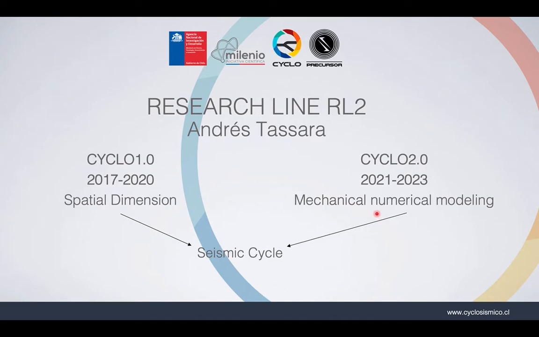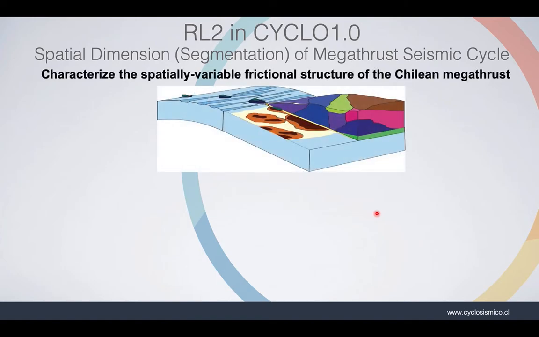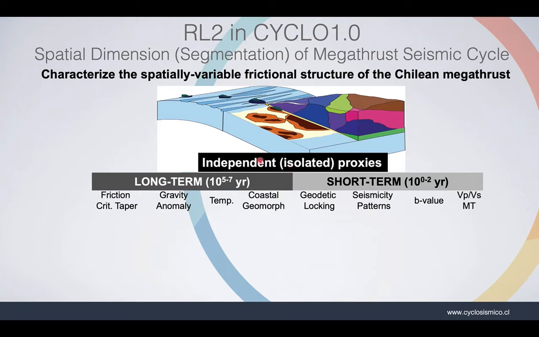So let's start just by establishing that during the first 3 years of CICLO, in this research line, we aim to characterize the spatially variable frictional structure of the Chilean megathrust in order to establish a segmentation model of the margin. And in the literature, different independent proxies have commonly been used in isolation in order to understand the variable or patchy frictional structure of a megathrust. These independent proxies cover a range of time scales.